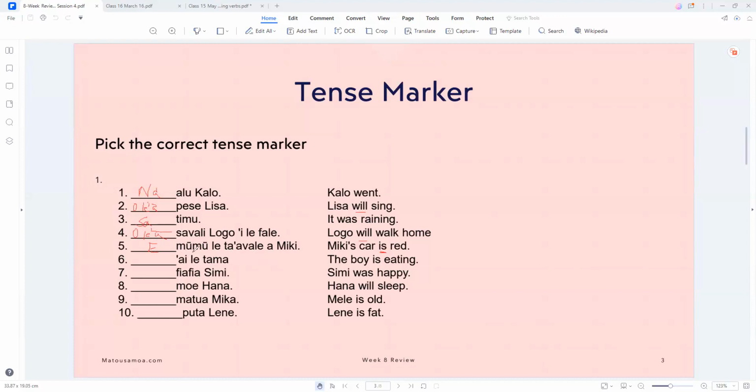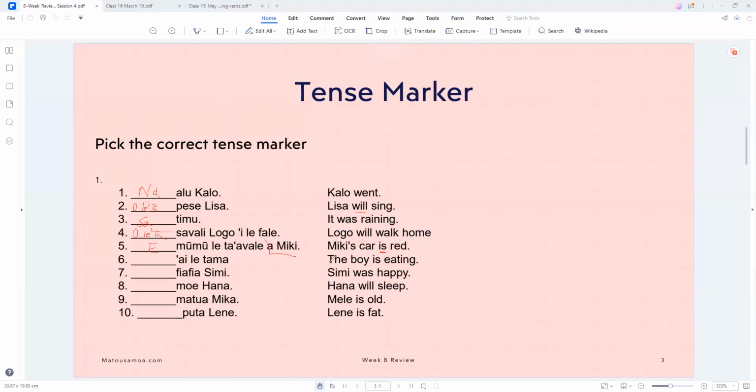Tense, adjective, action, and then subject, and then Mickey. Oh, sorry, I didn't see it. Yes, it's A. Thank you. Sorry, I wasn't looking at the chat.